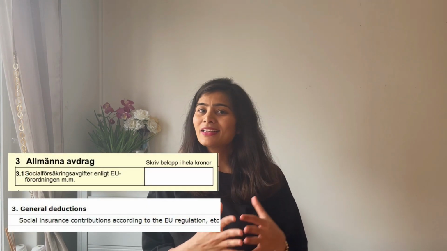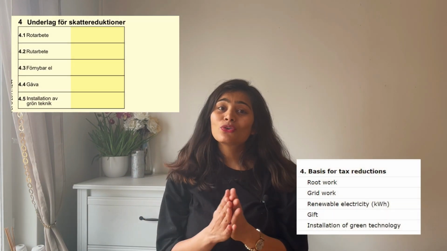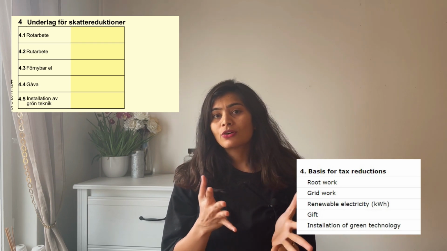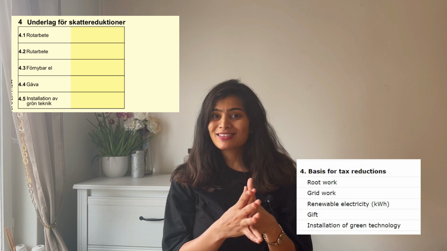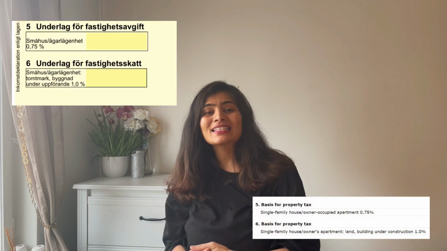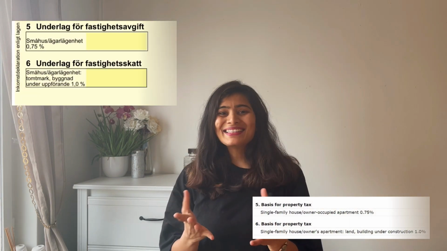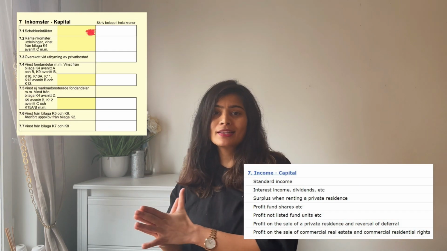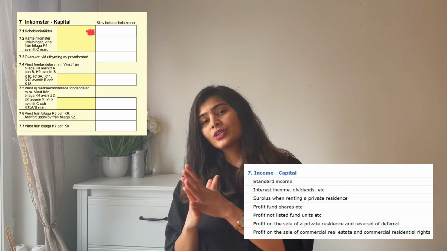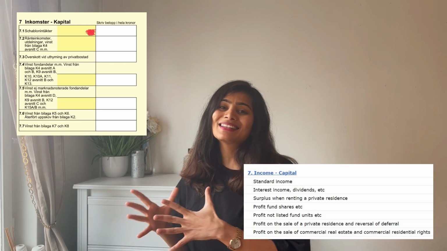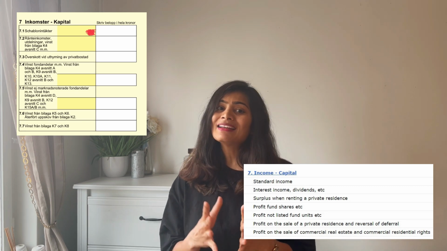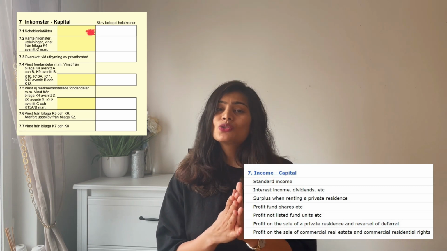Section 3 is regarding general deductions. Section 4 is regarding your basic deductions related to your route or grid or renewable energy expenses. Section 5 and Section 6 are related to the property taxes, and the very important Section 7 is related to your income through capital gains. It can be through funds, dividends, or any other type of capital gains. For example, if you have sold some property and you have had some capital gains, then you have to mention that income in this section, which is section 7.